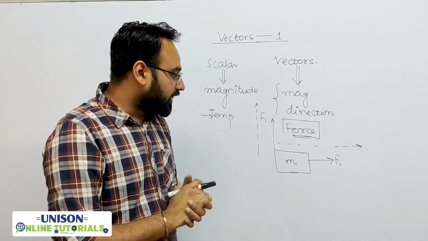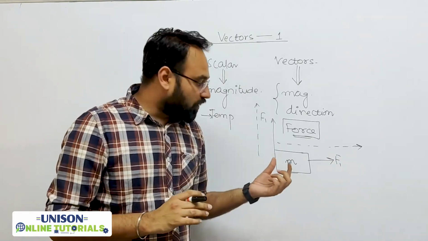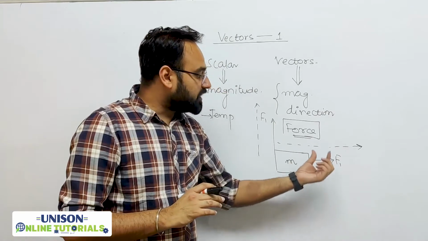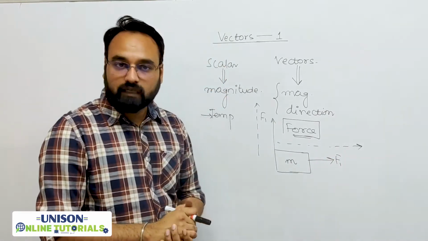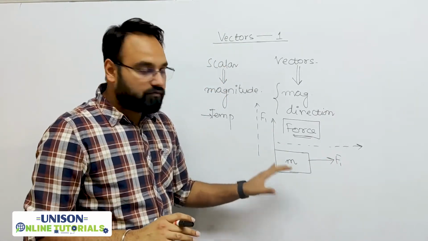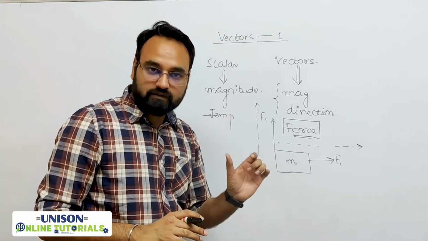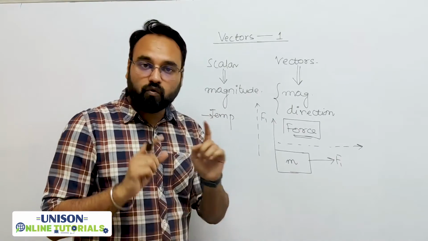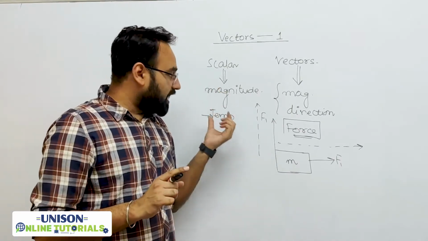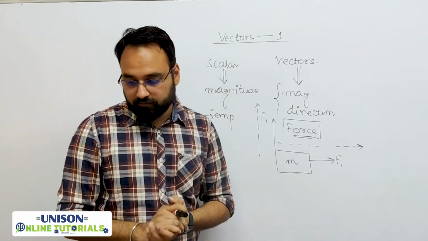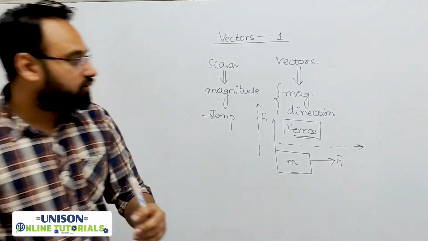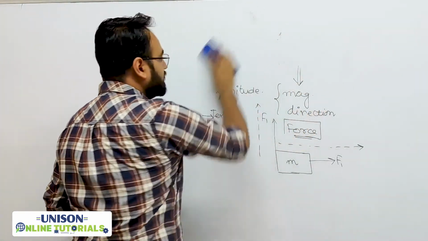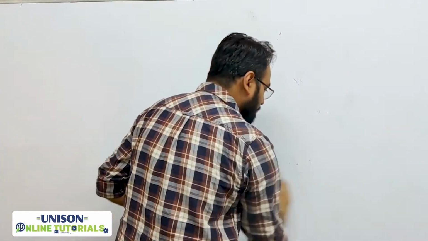Therefore, it is very important for such quantities to express their magnitude as well as their direction. Such quantities which are expressed with magnitude as well as with direction are called vectors, whereas those quantities which can be expressed only with magnitude are called scalars. So this was all about the basic introduction of scalars and vectors.